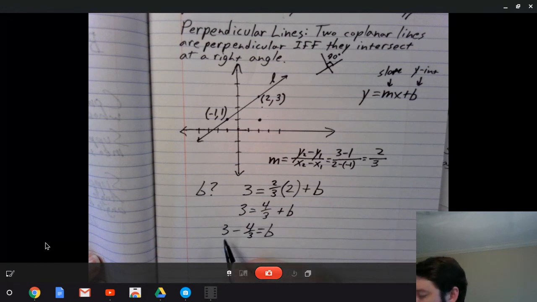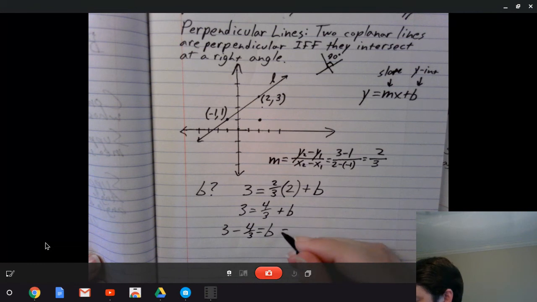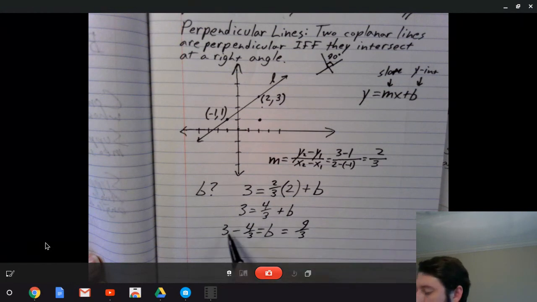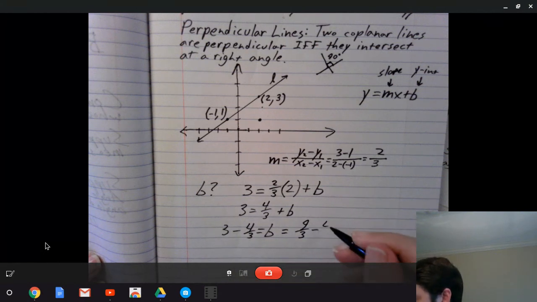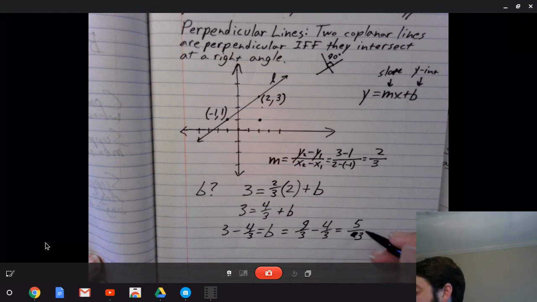Now let's think about this here. I got to subtract these. I need a common denominator. So how about we do 9/3? Because I know that 9/3 equals 3. So 4/3 I don't have to mess with. And 9 minus 4 is 5. And we keep the 3. So we get 5/3. So that equals B.